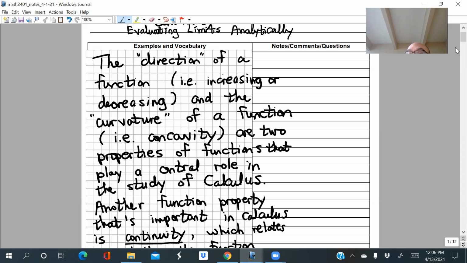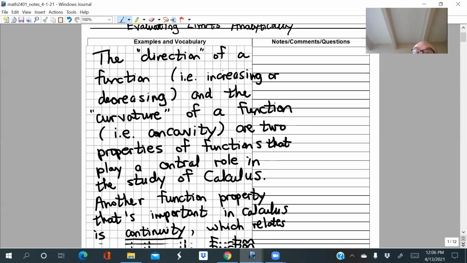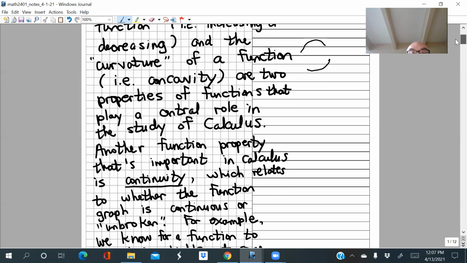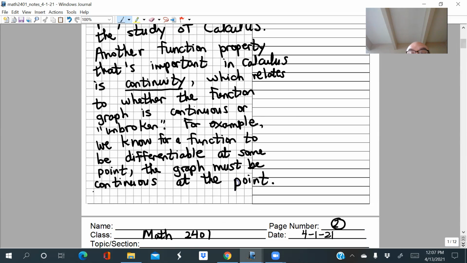And then there's curvature of the graph, also known as concavity. That's the shape of the curve: concave down, like this, or concave up. That's another important function feature that we study in calculus. And then the third one is continuity, whether when you graph a curve, it's unbroken or not. But our definition of continuity up until now has been very informal.